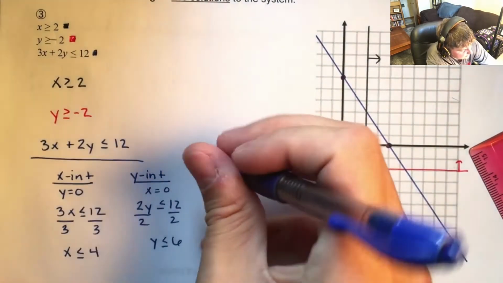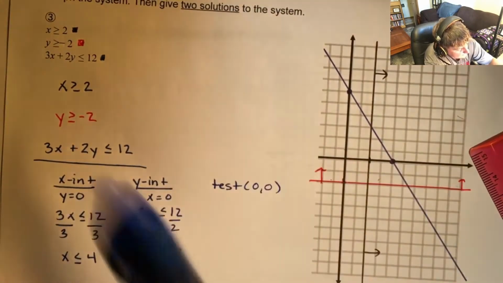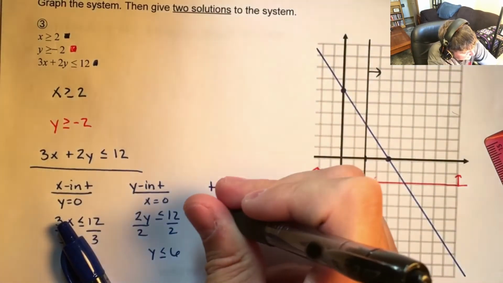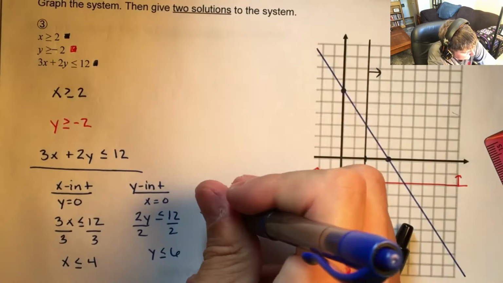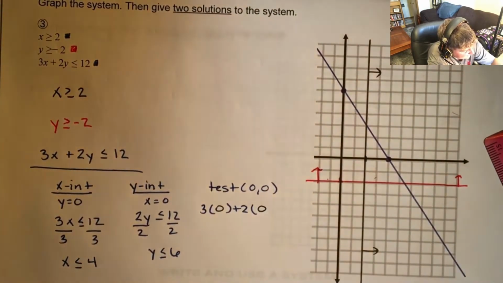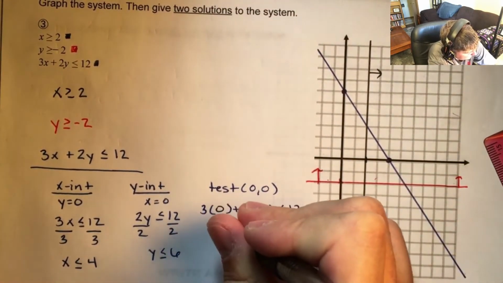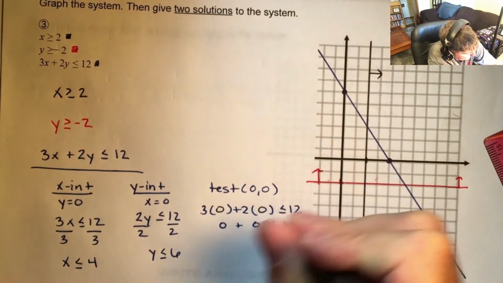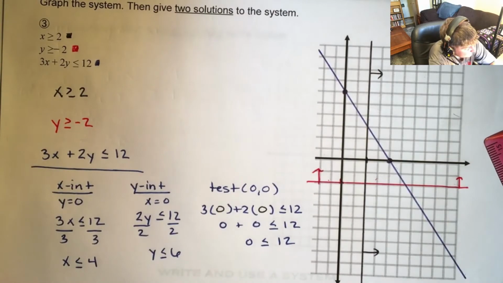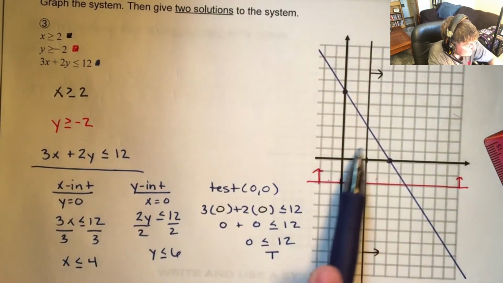Okay, so we can just go ahead and test 0, 0, meaning that 3 times 0 plus 2 times 0 is less than or equal to 12. This is 0. This is 0. So I get 0 is less than or equal to 12. Okay, so that means that it is true. So that means we want to shade the side that is below the blue line.